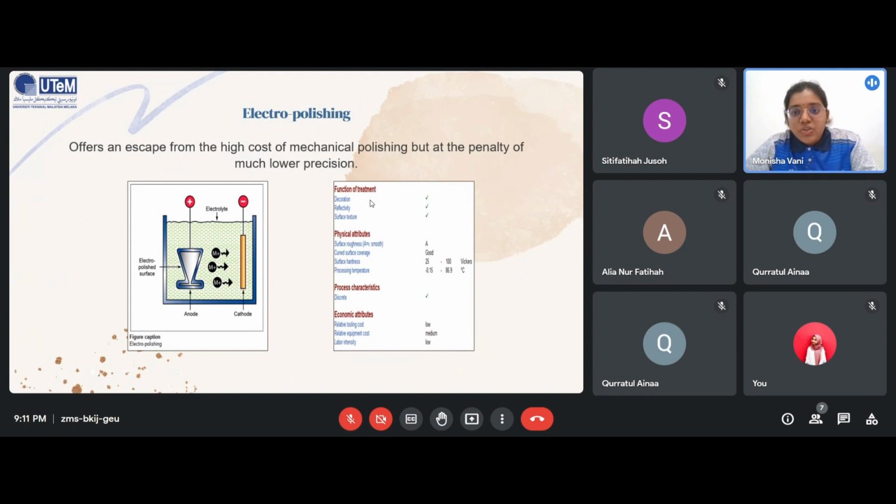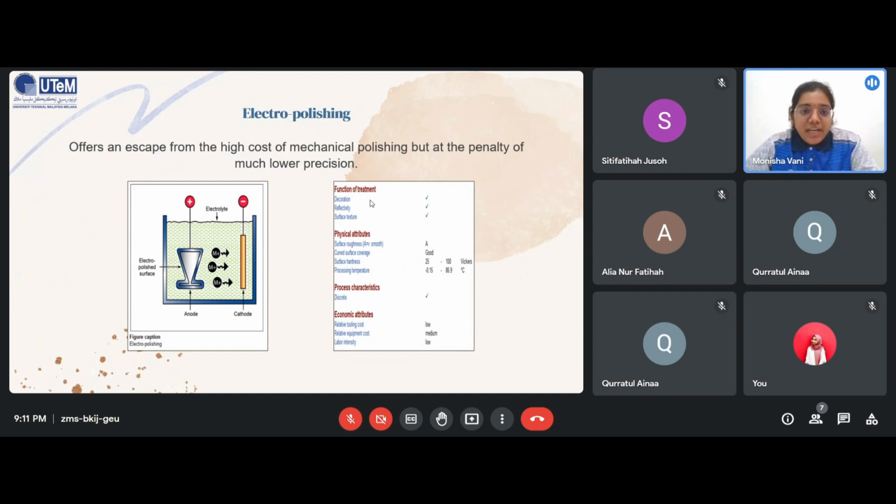The description is also the same as mechanical polishing, but the economic attribute is a bit different. The relative tooling is low, relative equipment is medium, and the labor intensity is low.